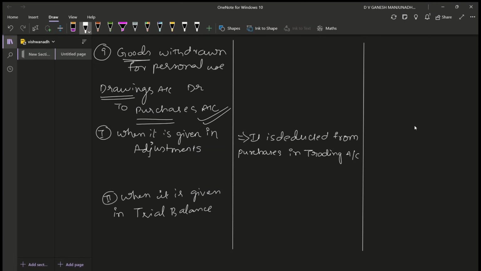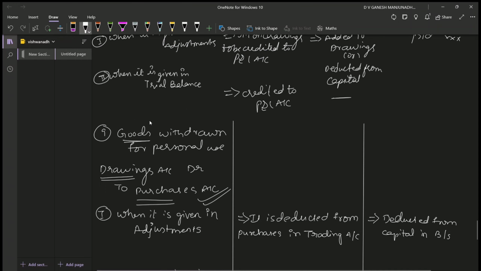And it is a drawings, and also we know drawings is to be deducted from the capital, right? It is to be deducted from the capital in balance sheet. When it is given in trial balance, what we need to maintain? Let us maintain one drawings account, and also let us maintain a purchases account.